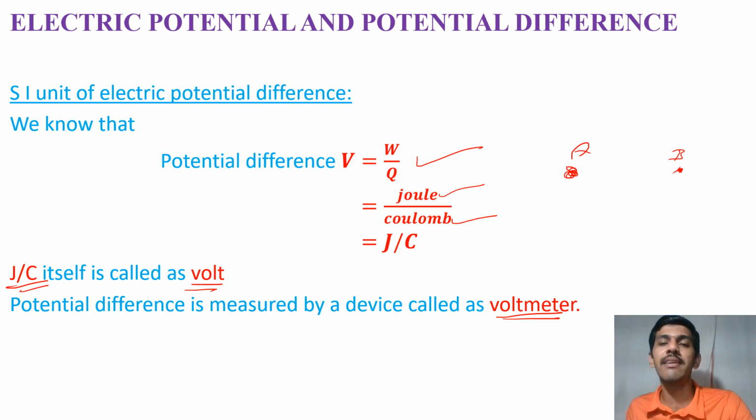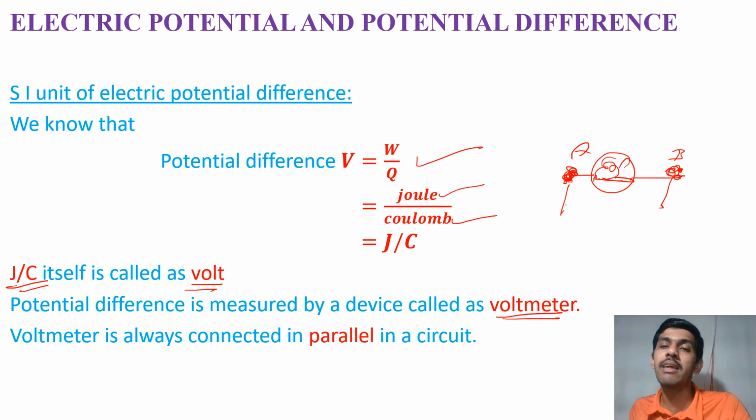Then how is it connected in a circuit? For example, there is a circuit, and there is some electrical instrument here, let us say a bulb or any instrument. We need to find out the difference in the potential between these 2 points. Difference in the potential can be measured only by looking at what is the potential here and what is the potential here. That means we need to compare between the 2 points. That is why a voltmeter is always connected in parallel to any instrument.